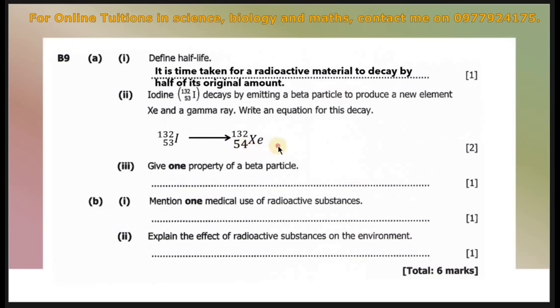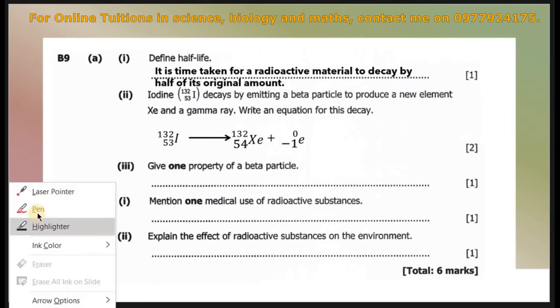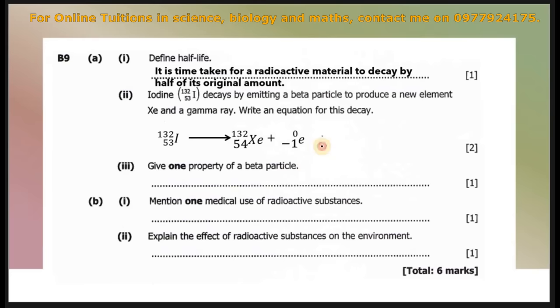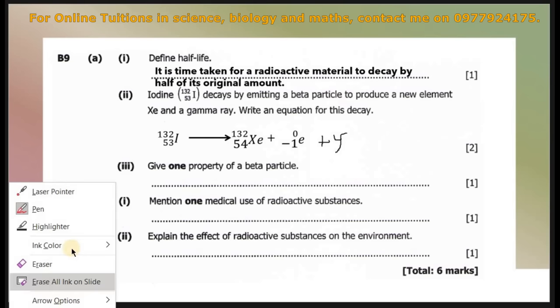Then, plus now, this one is a beta particle. Now I forgot to write a gamma particle. So you can also say plus a gamma particle, which is just like this. A gamma particle has no mass, has no charge, so you can even write it like a Y, like that. Okay, so this one is beta. So this is your complete equation now.